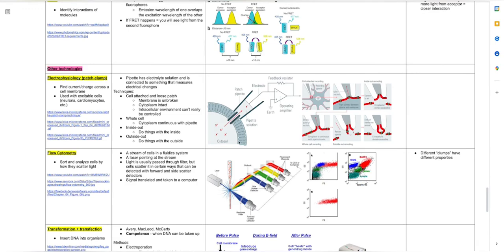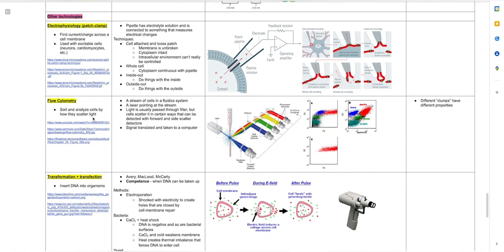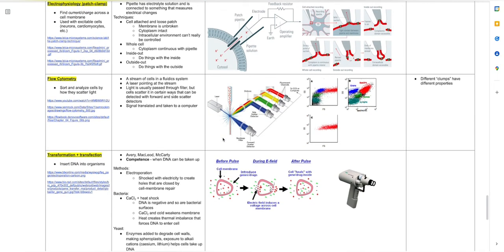Next we have flow cytometry. The goal of this is to sort and analyze cells by how they scatter light. The setup for this is a little bit complicated. First, you have a fluidic system, and it sends a stream of cells down in a line. Then you have a laser that points into the stream, and a scatter detector right in front of it. But you also have a filter here.